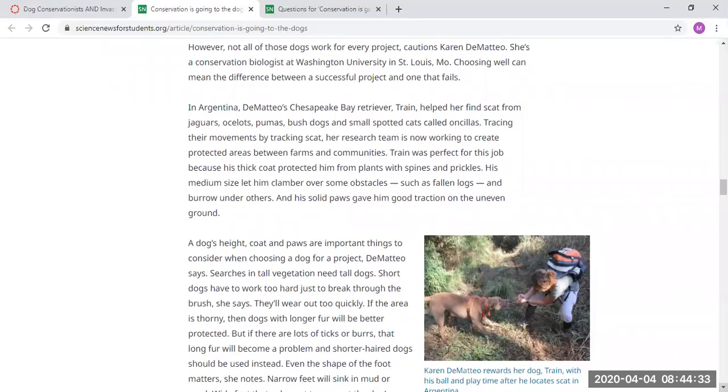In Argentina, De Matteo's Chesapeake Bay Retriever Train helped her find scat from jaguars, ocelots, pumas, bush dogs, and small spotted cats called oncillas. Tracing their movements by tracking scat, her research team is now working to create protected areas between farms and communities. Train was perfect for this job because his thick coat protected him from plants with spines and prickles. His medium size let him clamber over some obstacles, such as fallen logs, and burrow under others, and his solid paws gave him good traction on the uneven ground.